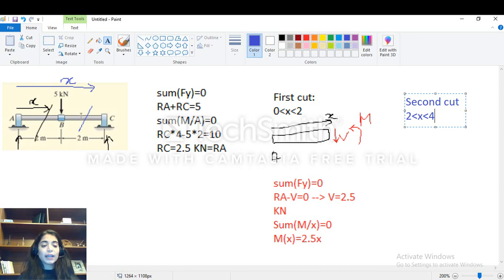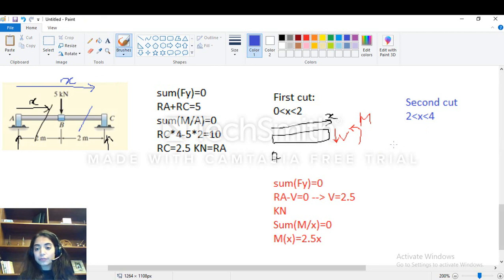First of all, I will take the left part, all right? So basically this is my A and this is my X. I have RA here, and then I have a point load at B far from A by 2 meters. So this is a point load equal to 5. And this is my X here. And at this X, guys, because this is the left part, V is downward and M is counterclockwise.